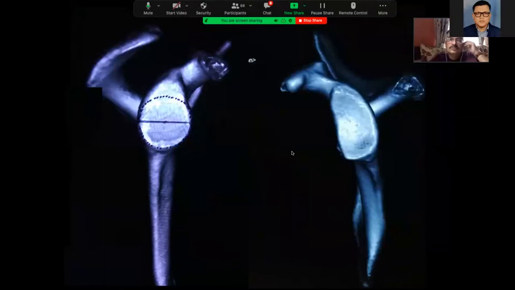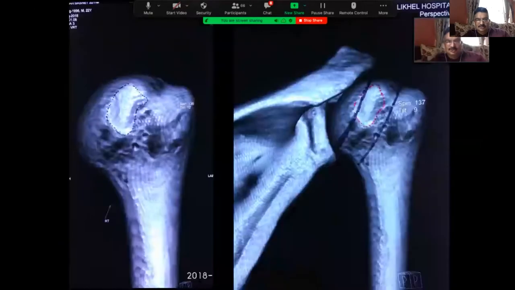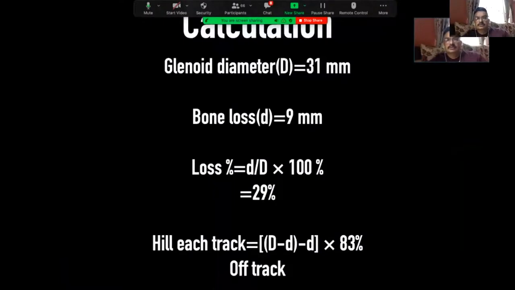Okay, this is the CT scan, sir. The first view of the glenoid, both glenoids. So as we see, there is a reasonable bone loss. We have not measured it, but probably it will come around 20. So I'll go ahead with the Latarjet procedure for this patient. This is the Hill-Sachs lesion. And if we take the 83% as described by Itoi, the tracking diameter, the lesion was found to be off track.